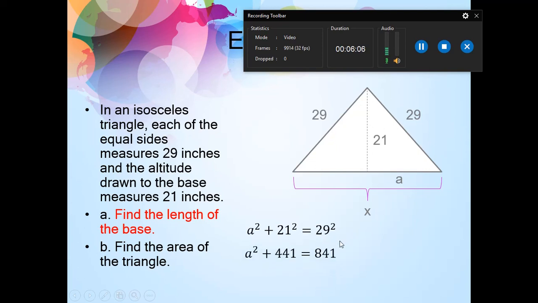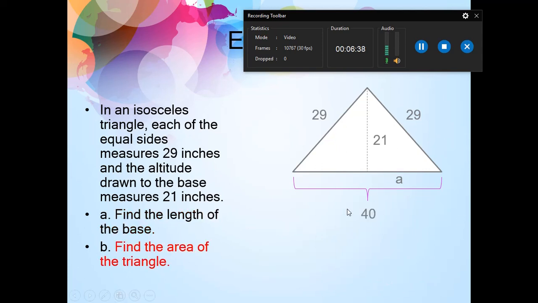So if I square those and then subtract 441, I get a squared equals 400. I do recognize this as a perfect square. So if I square root both sides, I get the value of a to be 20. Even though that's a correct answer, I'm confident I did not really answer the question. The length of the base is actually twice my answer. So the value of x is really 40 units or inches.